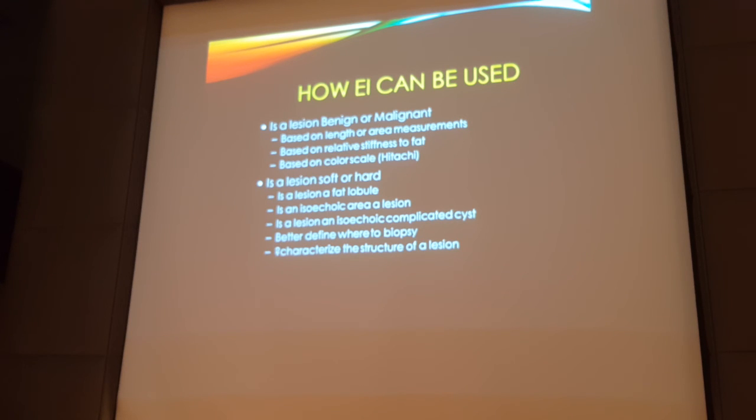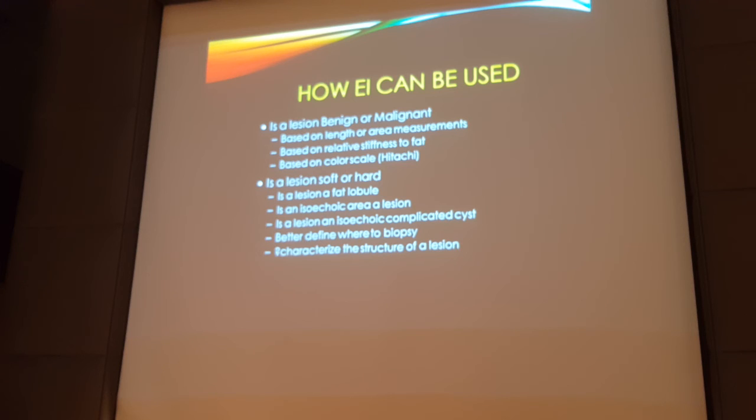If you feel something and you don't see anything on B mode, maybe an isoechoic lesion, it's very helpful to turn on elastography. We often find lesions that we don't see on B mode imaging. So I think it's important, particularly if you feel a lesion, to do elastography to confirm there's no lesion. And again, now that we have the bullseye artifact, there are a lot of complicated cysts that are isoechoic. Another key thing is to define better where to biopsy, and I'll show you a case that highlights that. The stiffest area is going to give you your best radiology pathology correlation.